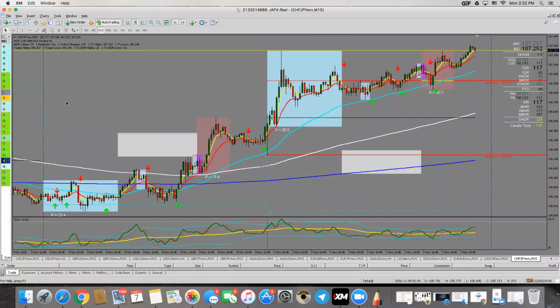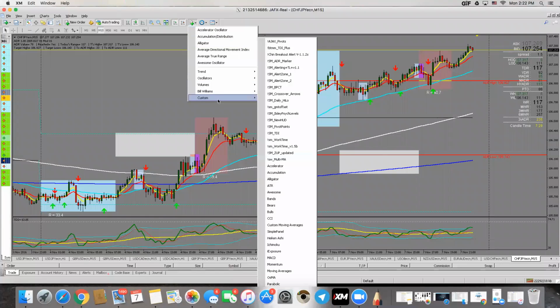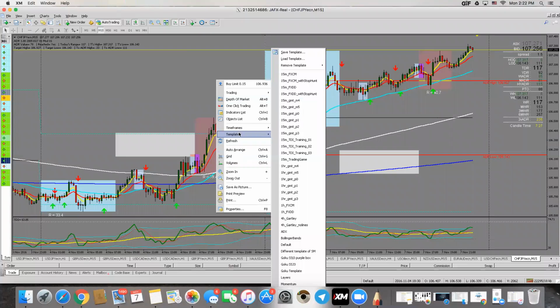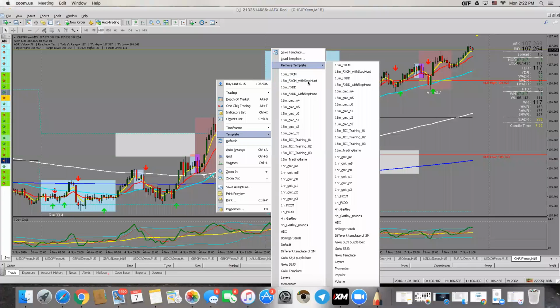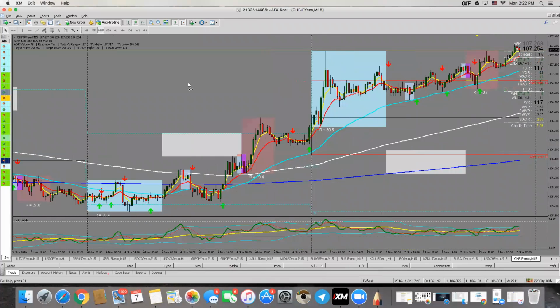So what I want you to do is go right click your mouse, go to template, and go to this one right here, 15 FXEM with stop hunt. Once you click right there, you're good to go, and you'll have this pop out.